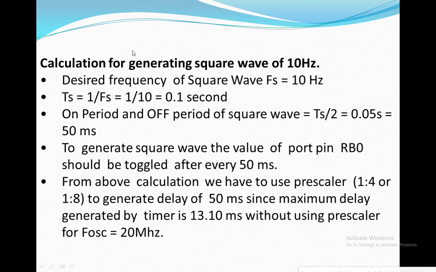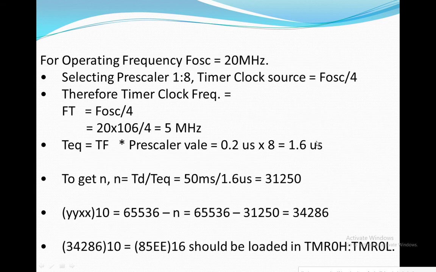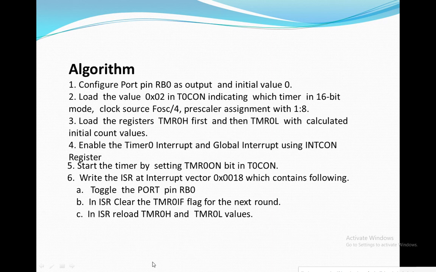Here is the calculation of timer values for 10 hertz frequency, that is, the generated output frequency is 10 hertz, a square wave. And you have to do this calculation for finding out the timer values which are to be loaded inside the timer 0 lower byte and timer 0 higher byte. These are the values that should be loaded into the timer 0 higher byte and timer 0 lower byte registers, in 16-bit mode of timer 0. So this is the algorithm.